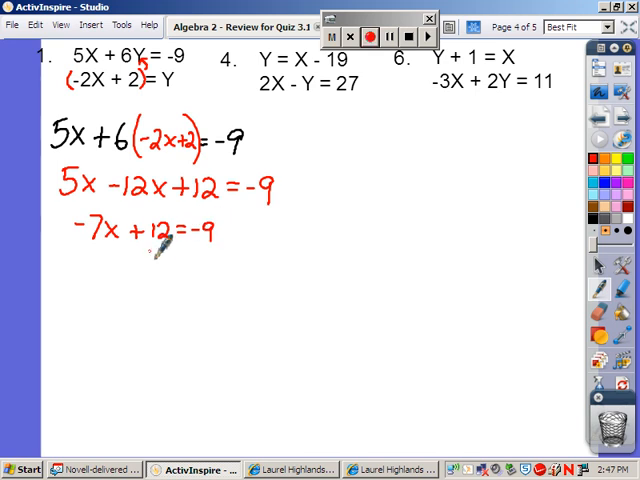Now I want this plus 12 to go away, so I would subtract 12 from both sides. These would cancel. And over here, negative 9 plus negative 12, or negative 9 minus 12, would be negative 21. And I divide in one step. 2 negatives will give me a positive 3.